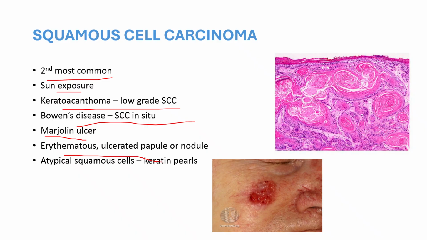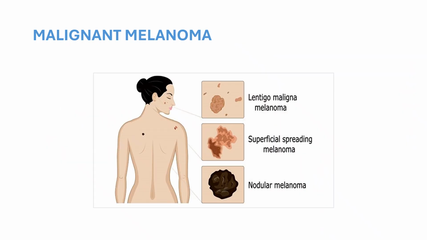Usually it's an erythematous ulcerated papule or nodule. In basal cell, the description was more like a pearly lesion over the face, slowly growing. Here it is erythematous, and it's an ulcerated papule or nodule. And histopathology shows keratin pearls. These are the keratin pearls. In this one you see there are so many keratin pearls. This is what you see in squamous cell carcinoma.